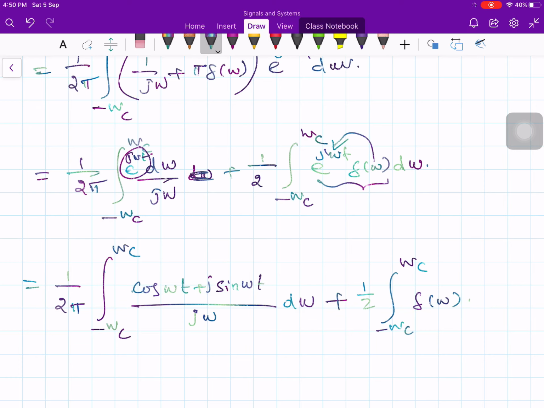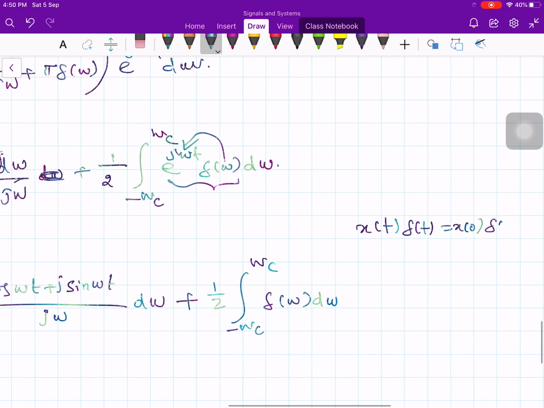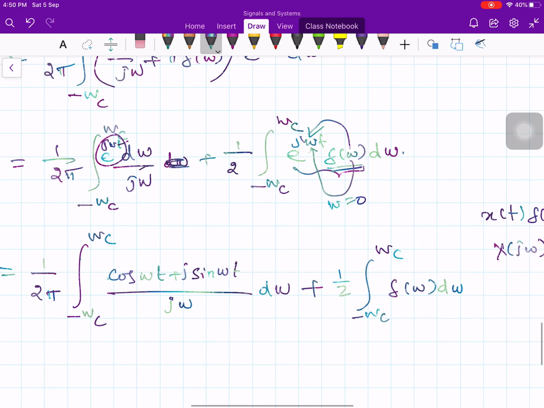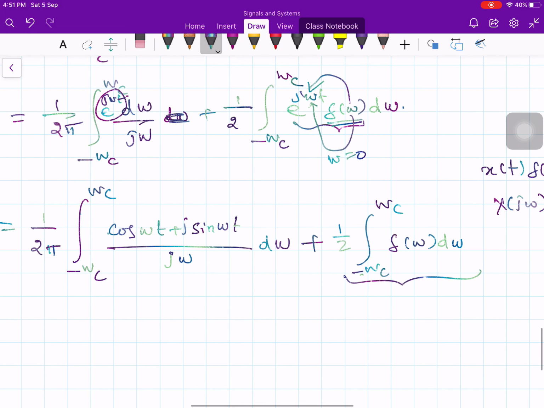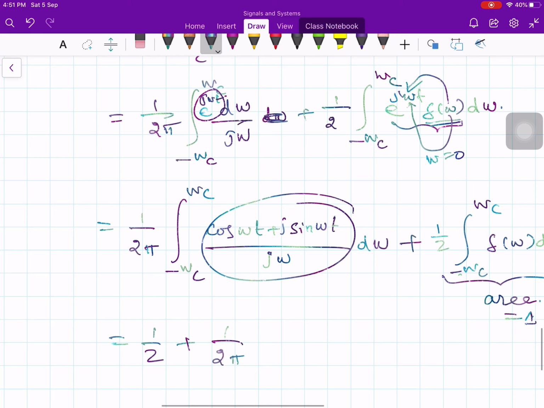Recall the property: x(t) times δ(t) is equal to x(0) times δ(t); then X(jω) times δ(ω) is equal to X(0) times δ(ω). The same property we used here. So if you multiply by δ(ω), you substitute ω equals 0 in this expression, and by definition this is the area of the unit impulse, which is equal to 1. So you will get 1 half plus 1 over 2π, then again I have two parts here, I can break this into two parts.